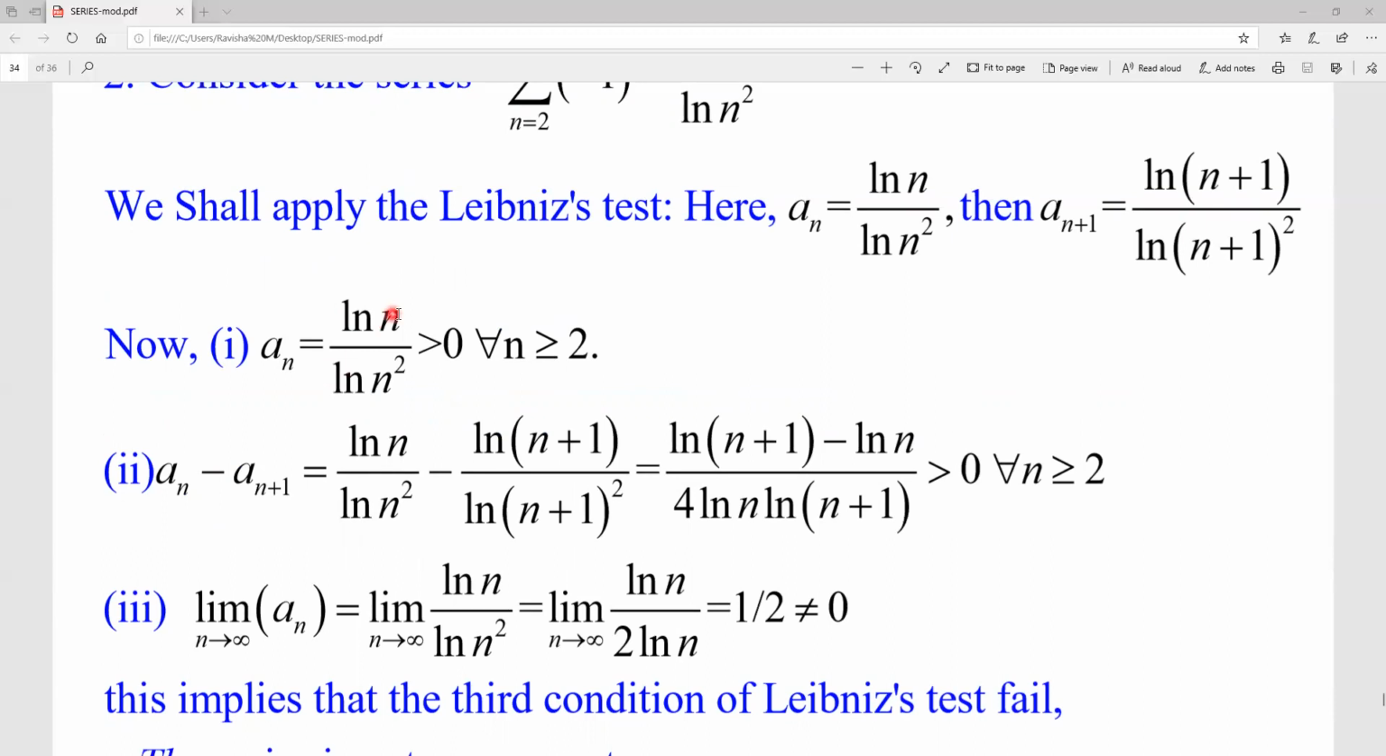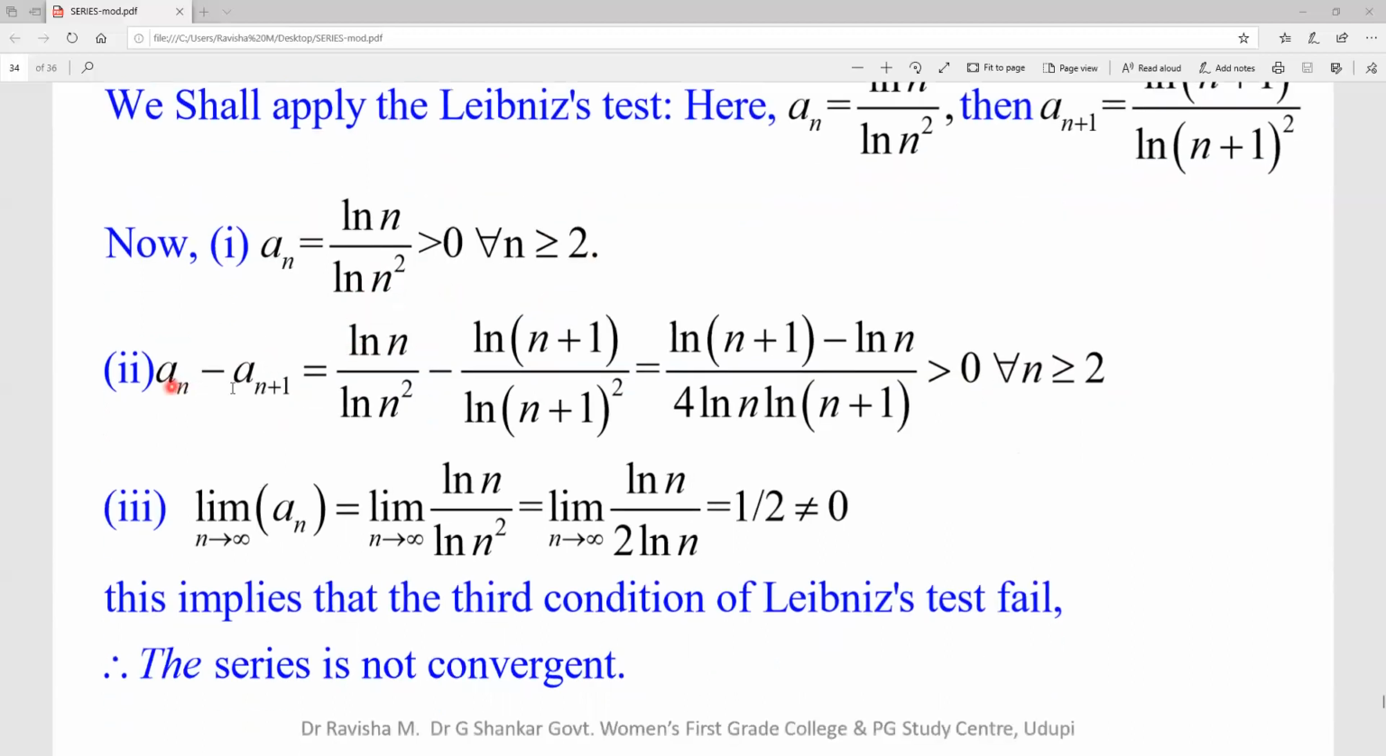So log n by log n squared is only 1 by log n. It is positive for all n greater than or equal to 2. So the first condition is verified. Let us go for the second condition: a_n minus a_(n+1). Let us take the nth term minus this term and take the LCM. So log(n+1) minus log n is again positive for all n greater than or equal to 2. So this is bigger than this. Anyway, this is positive, so the whole term is positive for all n greater than or equal to 2.